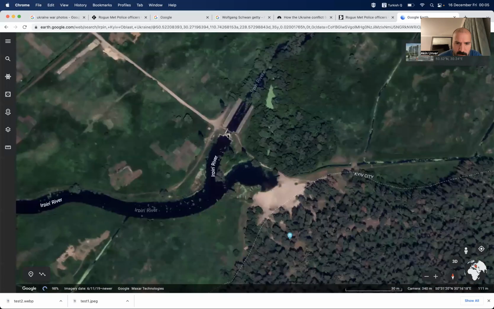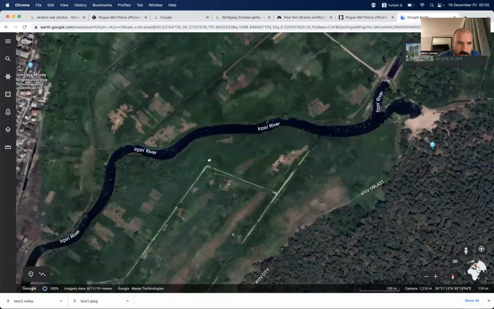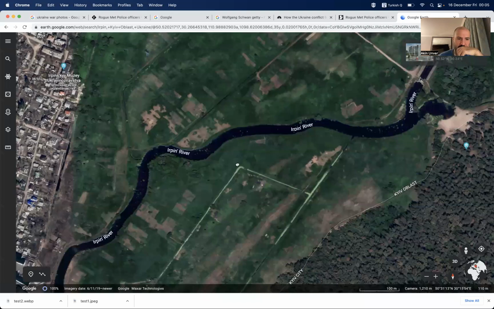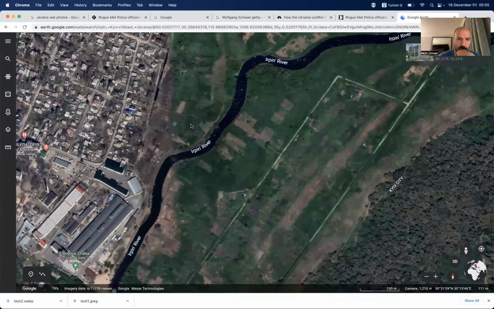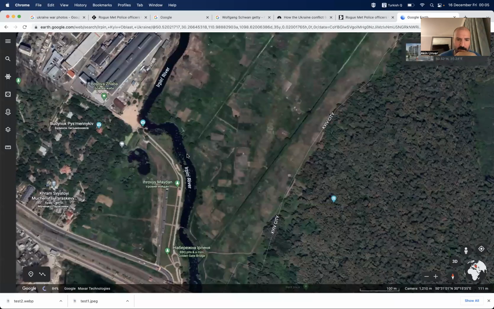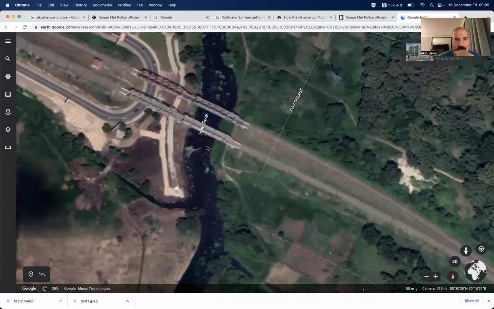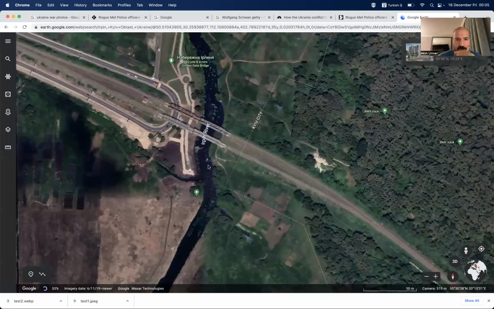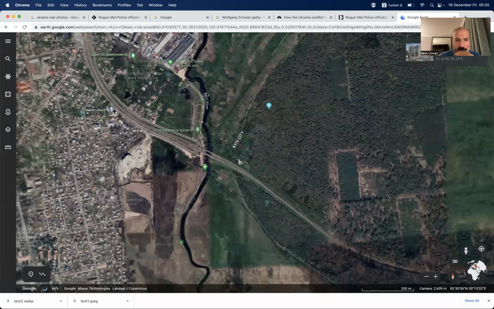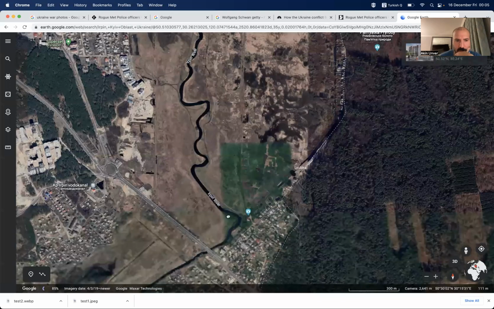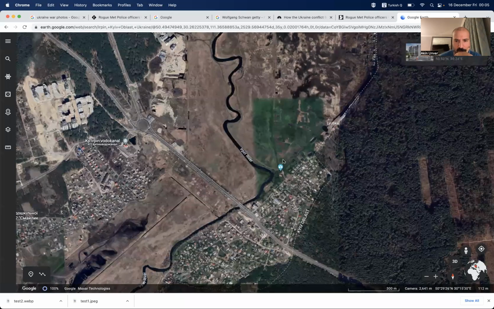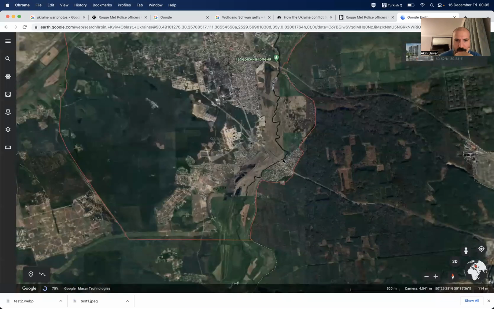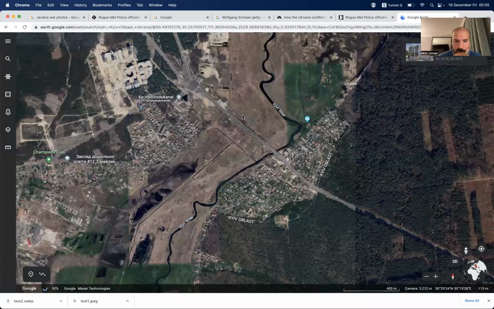Doesn't look like a bridge that much, but whatever. Again, Irpin. I'm following the river, so this is the second bridge. So, do we have any other bridges on it? And here. Any other ones?